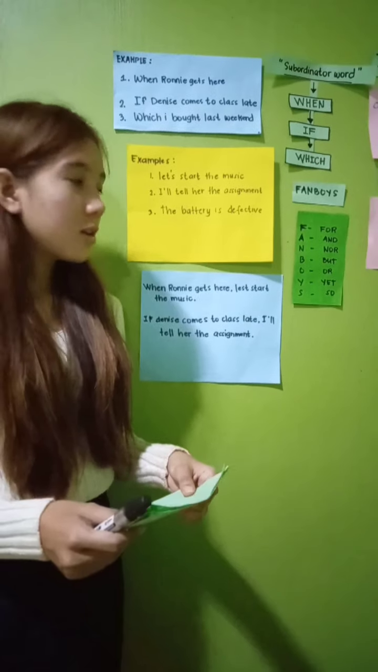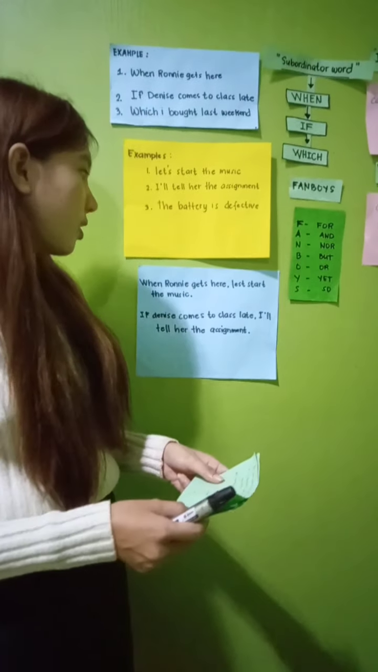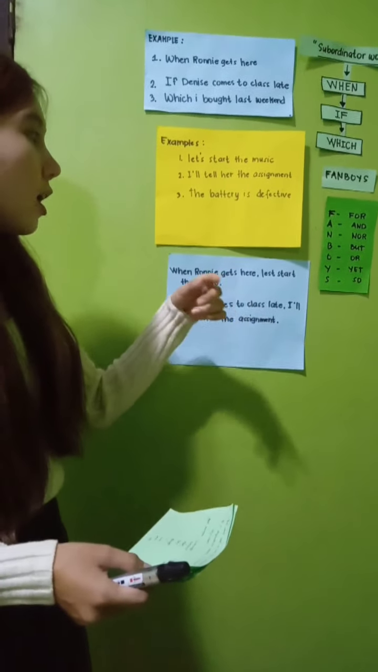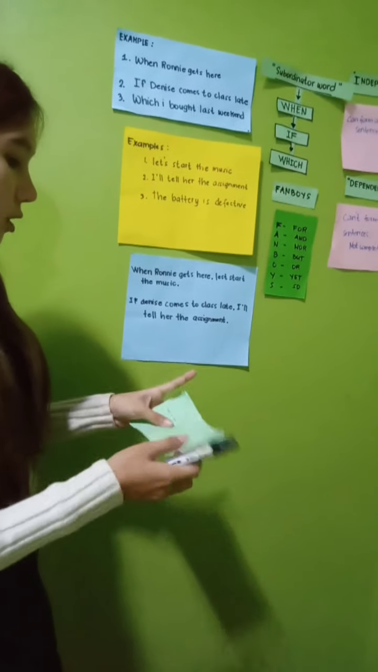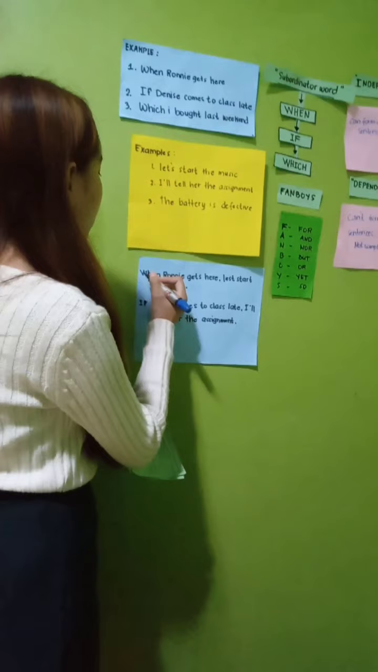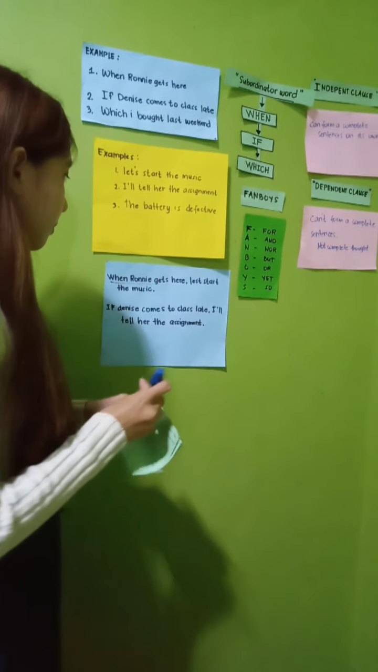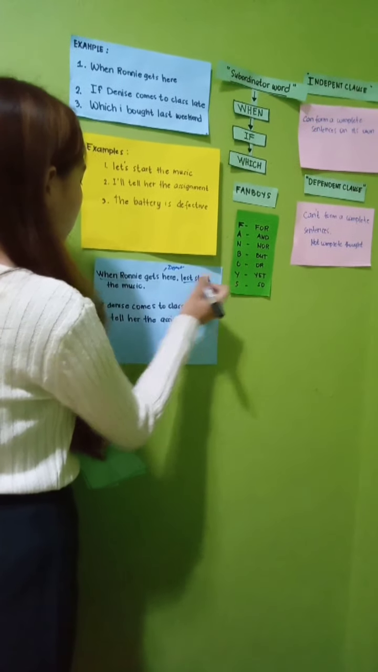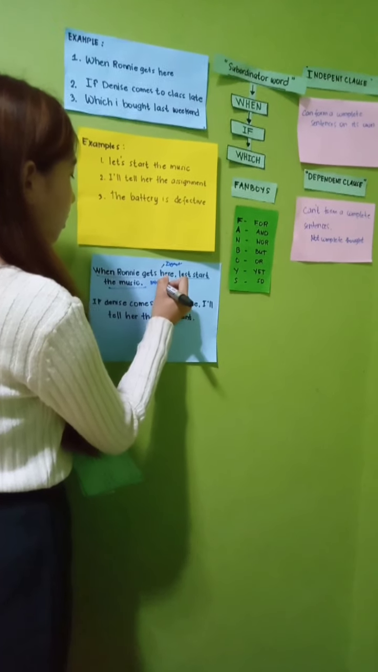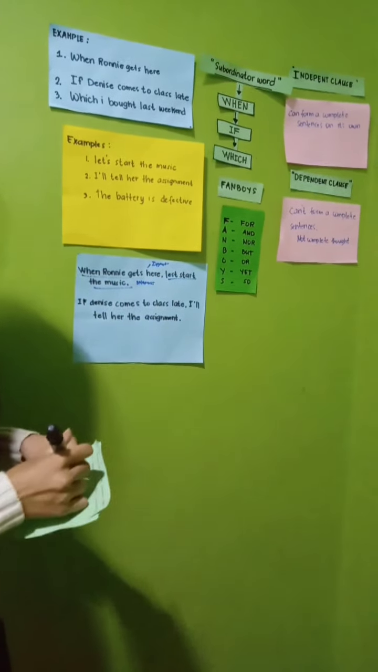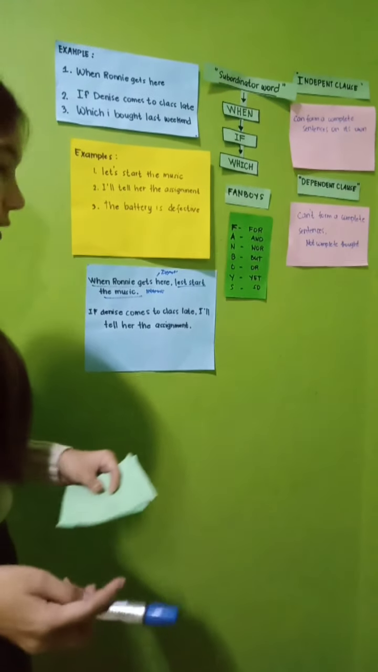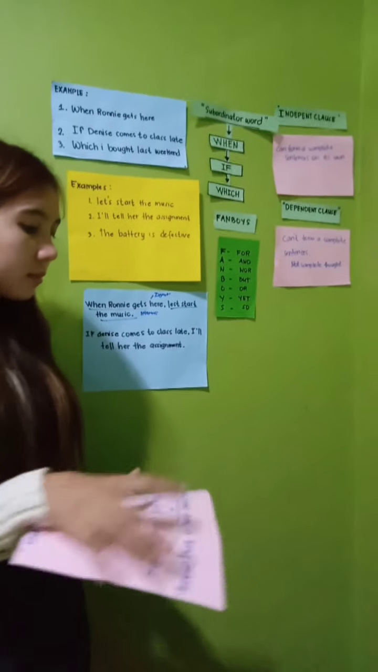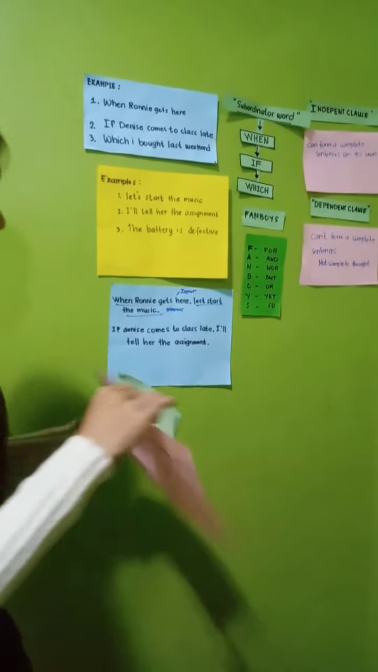Here is the example of independent and dependent clauses. As we can analyze, when Ronnie gets here is the dependent, and the independent is let's start the music. So we have to mark it here. When Ronnie gets here is dependent, and let's start the music is independent. Together with, if Dennis comes to class late, I tell her the assignment. So let's proceed with independent and dependent clauses again.